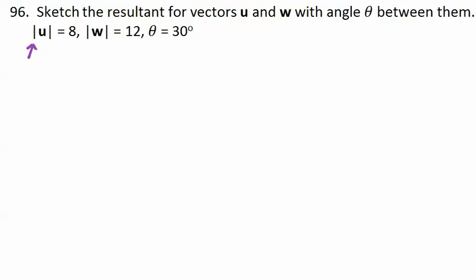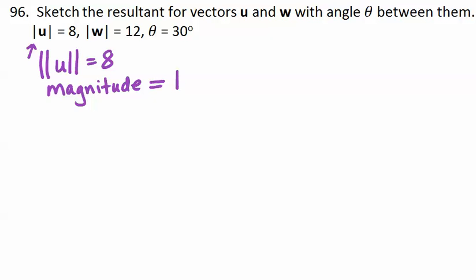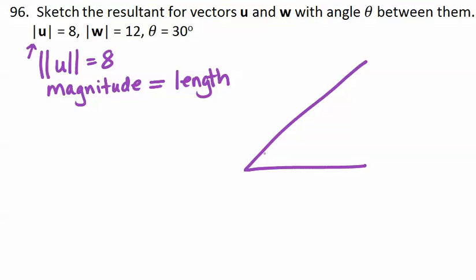And remember, when you have these absolute value bars, again, different textbooks might put magnitudes in two absolute values, but the magnitude, when you see that absolute value around the vector, the magnitude is the length. So remember that vectors have two components, a length and a direction. So here we want to do one vector with a length of 8, another with a length of 12, and we want the angle between them to be 30. So it doesn't matter what direction we draw them in. So we want one vector of 8, one vector of 12, and the angle between them is 30.